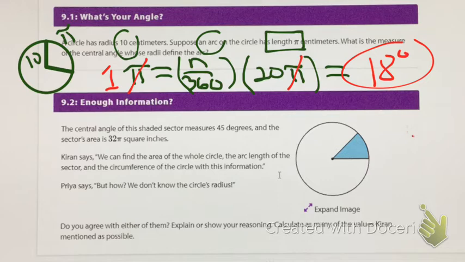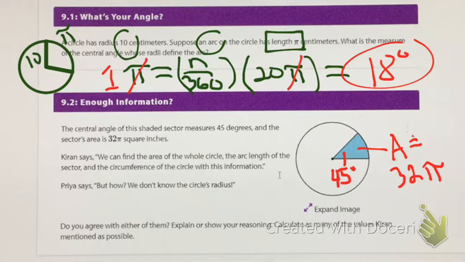All right, let's see, enough information. Let's hope we have enough information here. We got a central angle. This sector measures 45 degrees. So right away we know something. That's 45 degrees. So you start labeling, draw and label. Get yourself a good working diagram of this. The area is 32 pi. So right there, that area is 32 pi. So now all we need is the area formula.